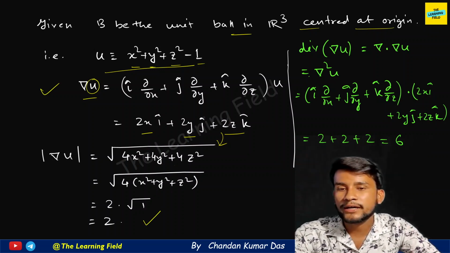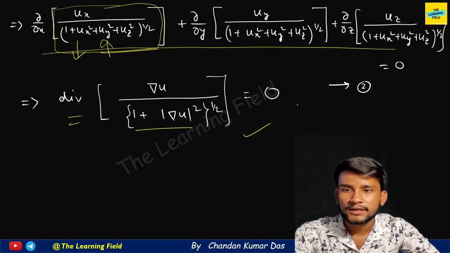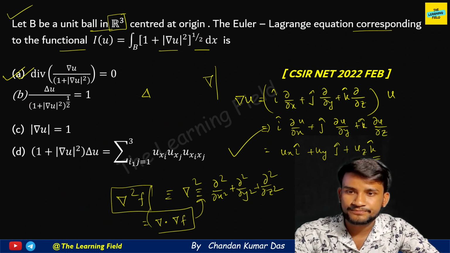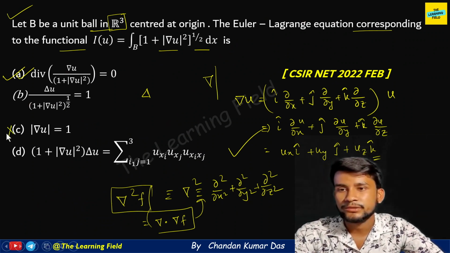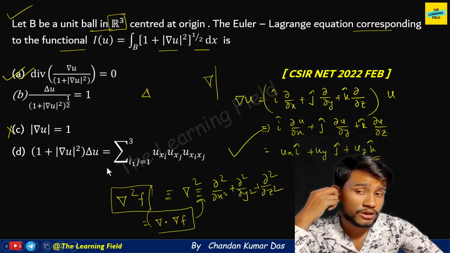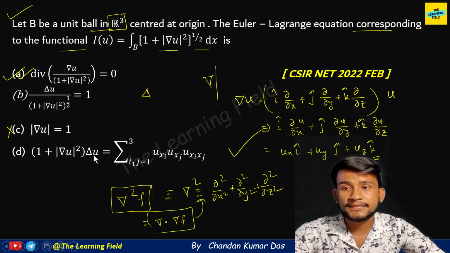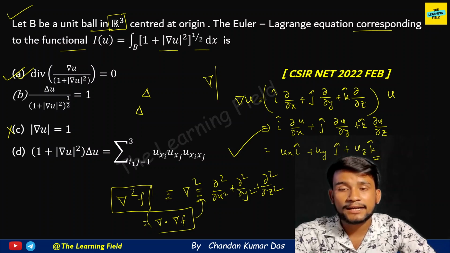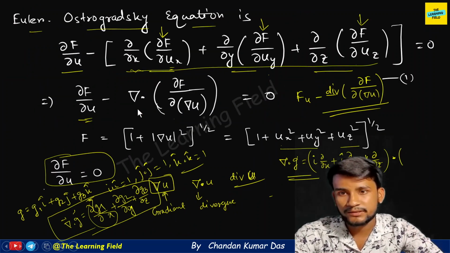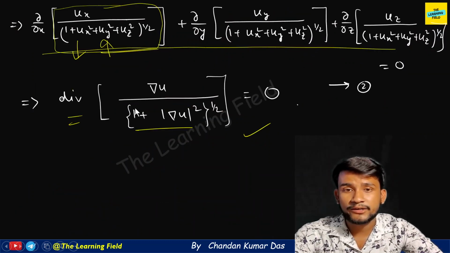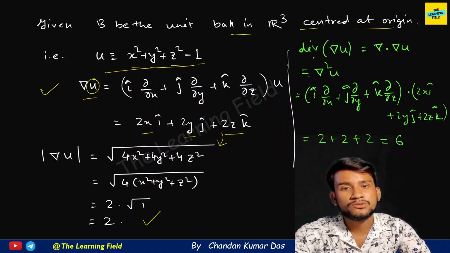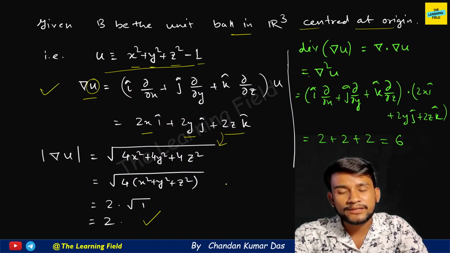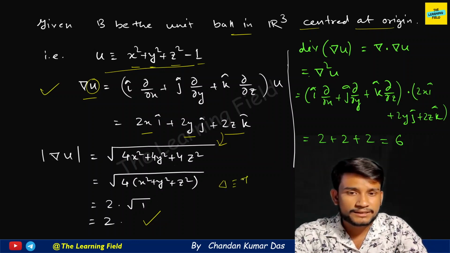So what is the value of mod grad u? It is 2. In option C it is given that mod grad u is equal to 1, therefore this is not the correct option. Now if we take this forward del as a Laplacian operator, then let us see what happens. Or they mistook it for the backward del operator or nabla operator, then other cases happen. So here I suppose that this delta means grad square f.